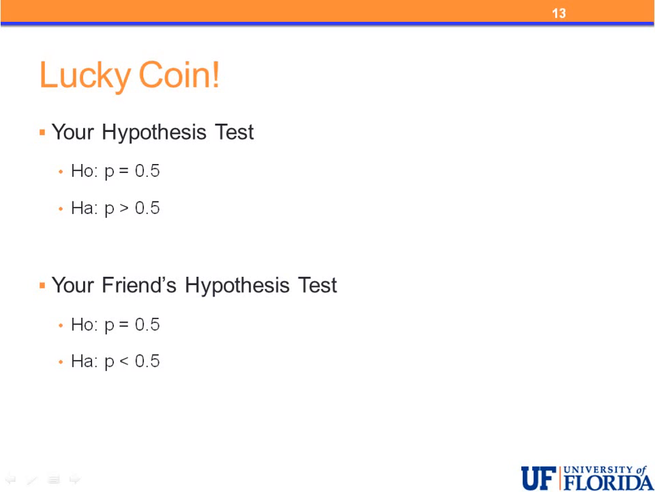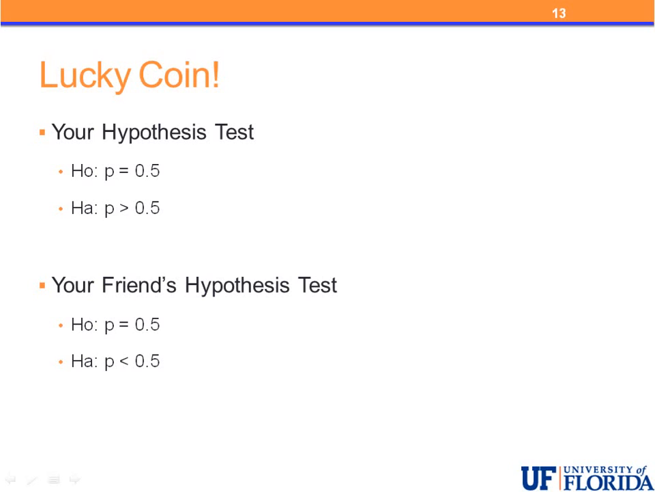Suppose your friend, who has seen you use this coin on numerous occasions, thinks you're crazy. And if anything, your so-called lucky coin lands on tails more often than heads. Then your friend's hypotheses would be H0: p equals 0.5 versus HA: p less than 0.5. Since it is your lucky coin, it is decided to allow you to flip it 100 times. You do, and you get 48 heads on 100 tosses.